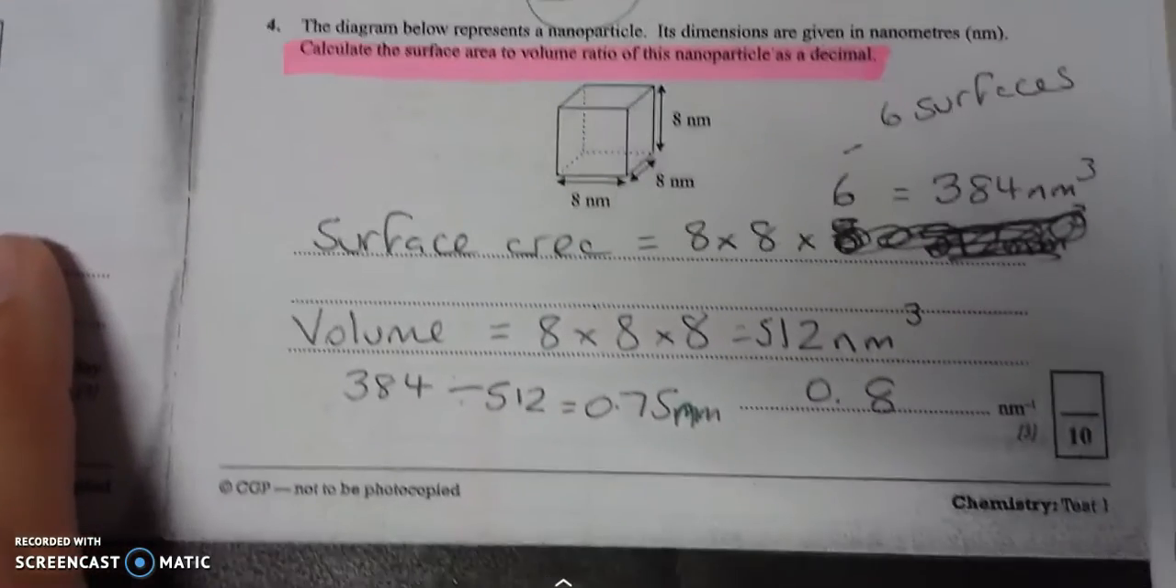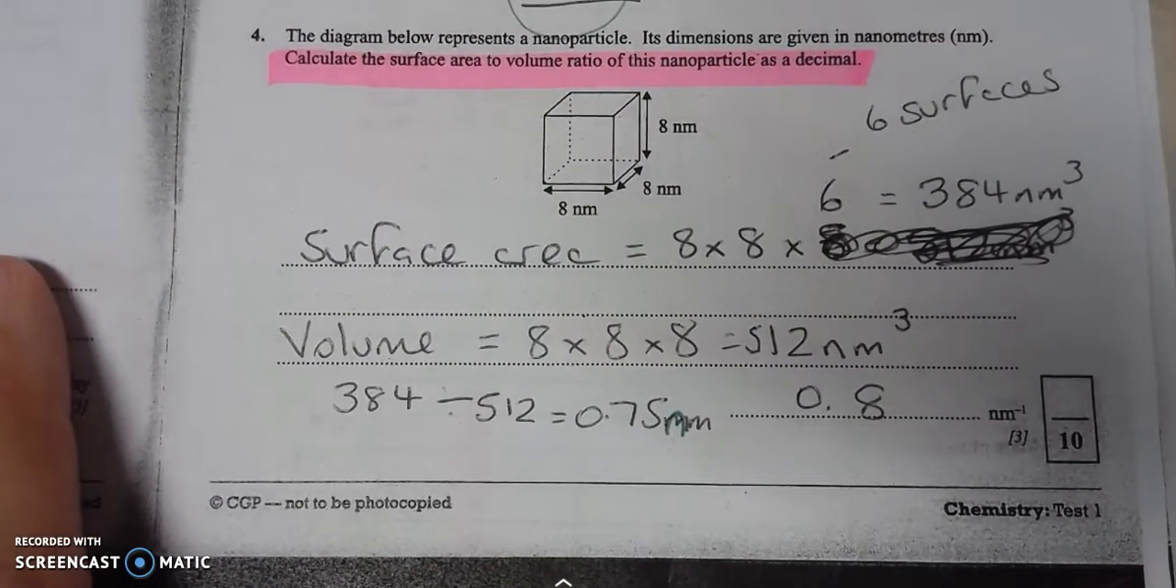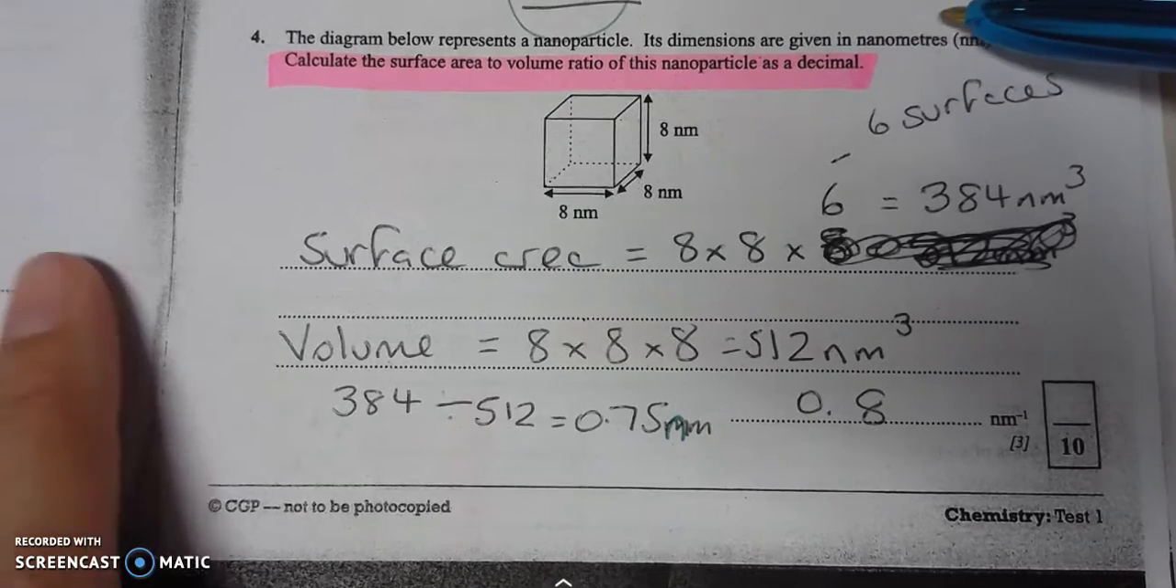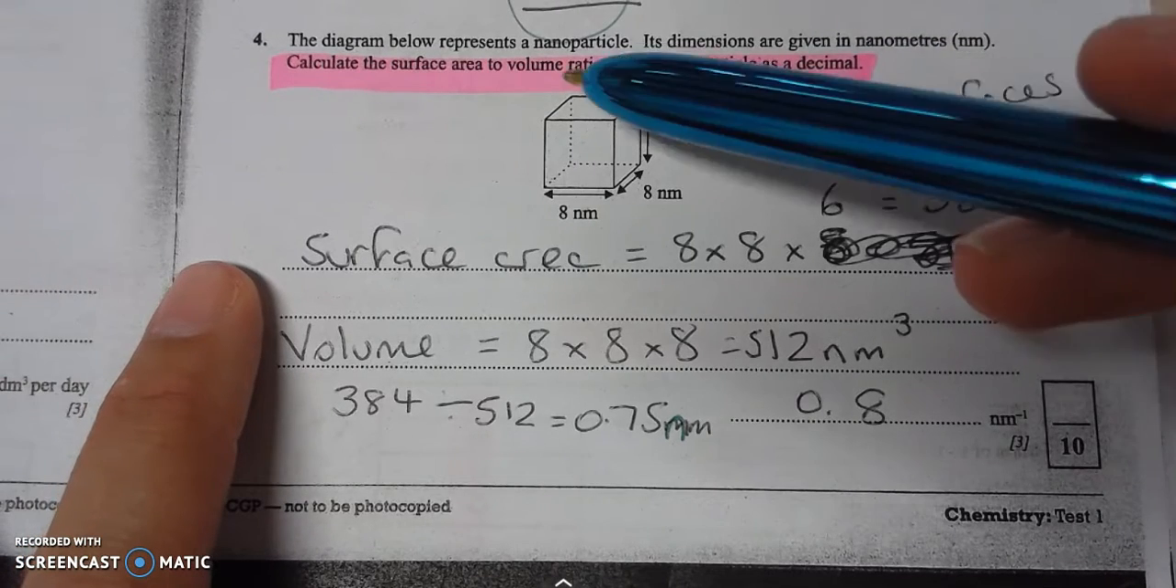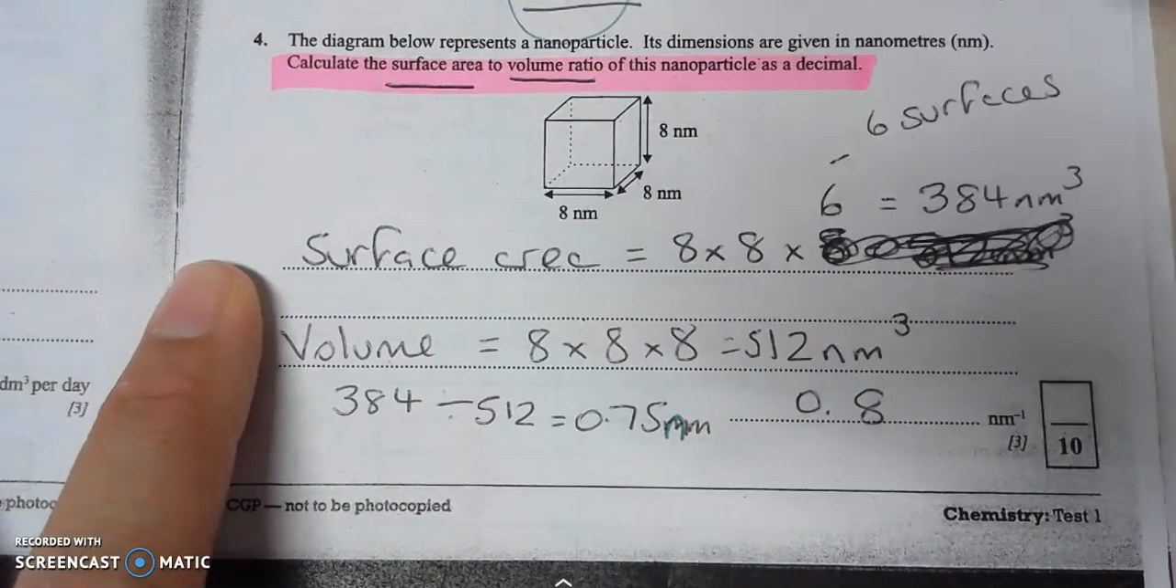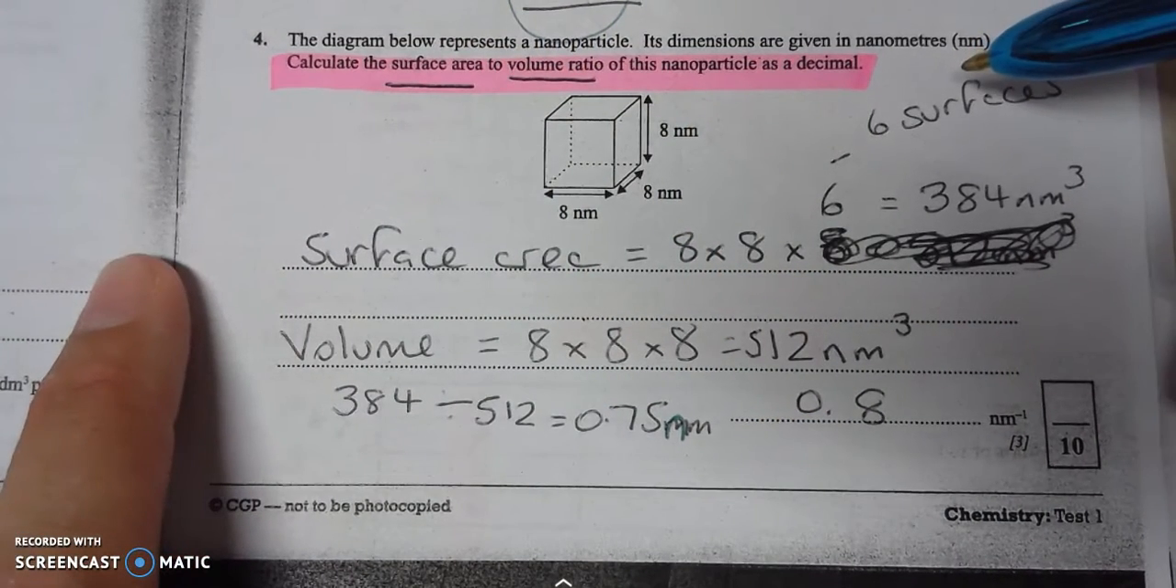The last question in this section is looking at surface area. The diagram below represents a nanoparticle. Its dimensions are given in nanometers. Calculate the surface area to volume ratio of this nanoparticle as a decimal.